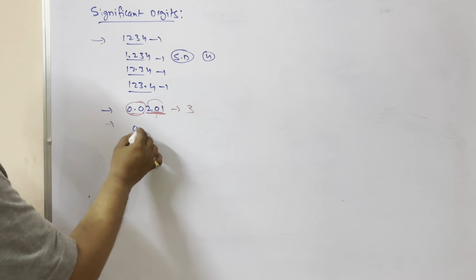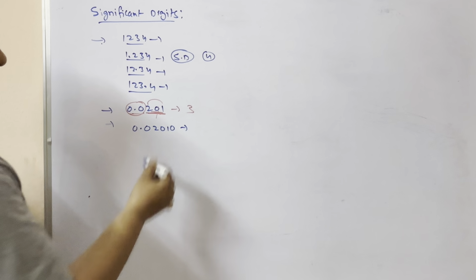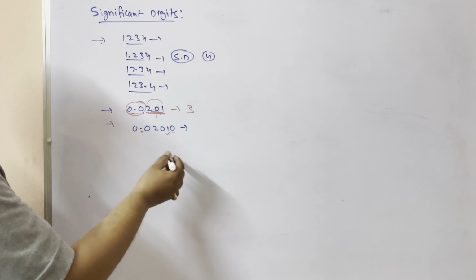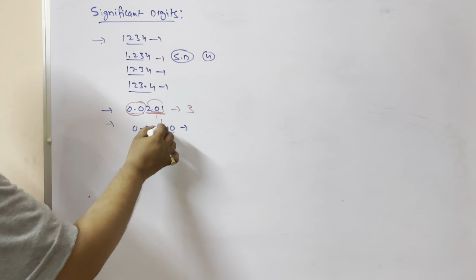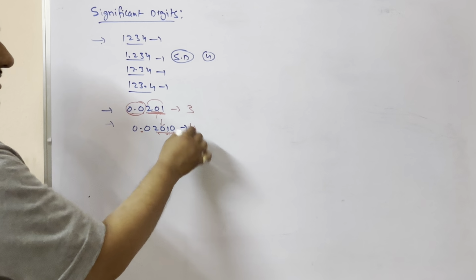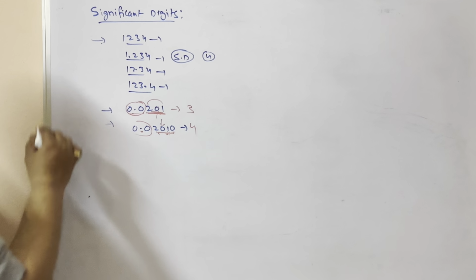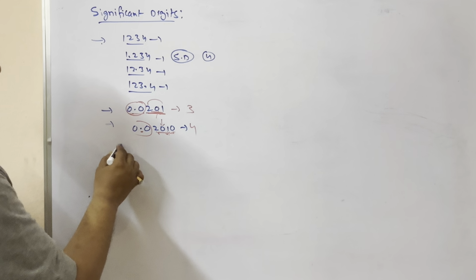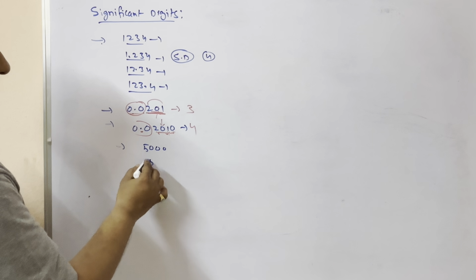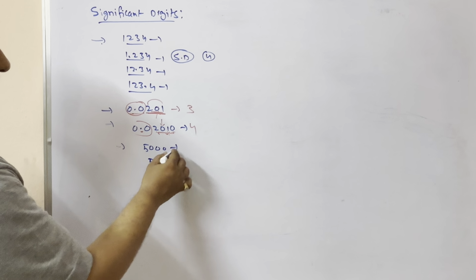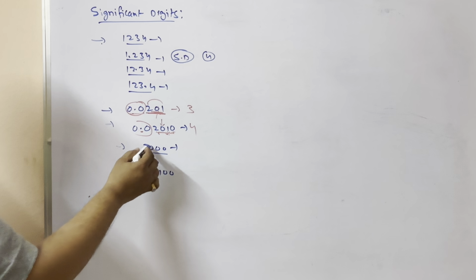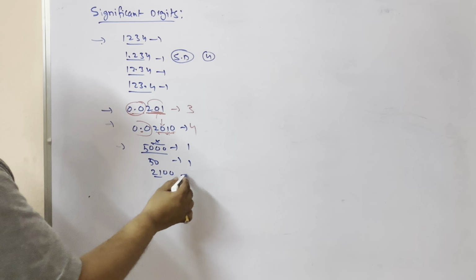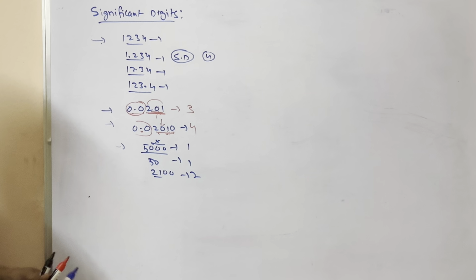Same way, we take another number like this: 0.02010. Zeros followed by the last non-zero digit after the decimal place are significant. This zero is already in between two non-zeros. Therefore, there are 4 significant digits; these other zeros are not significant. If you are taking a pure number like 5000, 50, 2100, where there is no decimal place, these zeros are not significant. So, 1 significant digit, 1 significant digit, and 2 significant digits, isn't it?